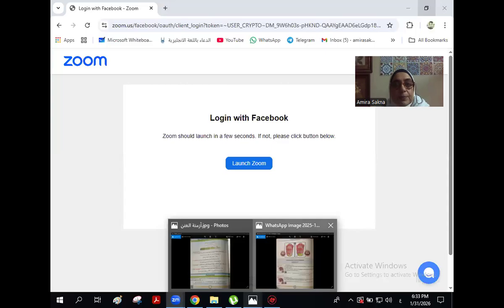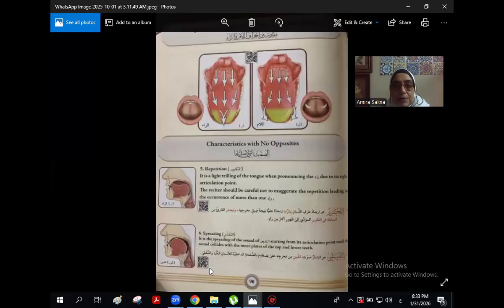Well, inshallah, today we are going to continue the characteristics without objects, which are 8 in number. And today, inshallah, we are going to take the last characteristics of this book. So let's share the screen with you right away. Well, now you can see.